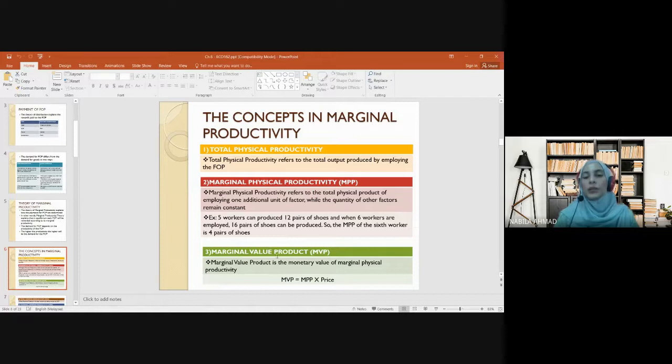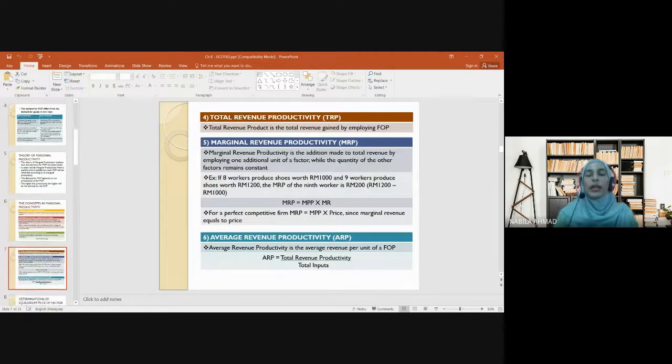And then marginal value product, monetary value of marginal physical product, MVP adalah MPP tadi tu darab dengan price of goods. And then kita ada total revenue concept juga, total revenue productivity, total revenue gain by employing factors of production. So dengan adanya factors of production dengan labor, contohnya berapa banyak revenue yang kita boleh dapat, yang firm boleh dapat.